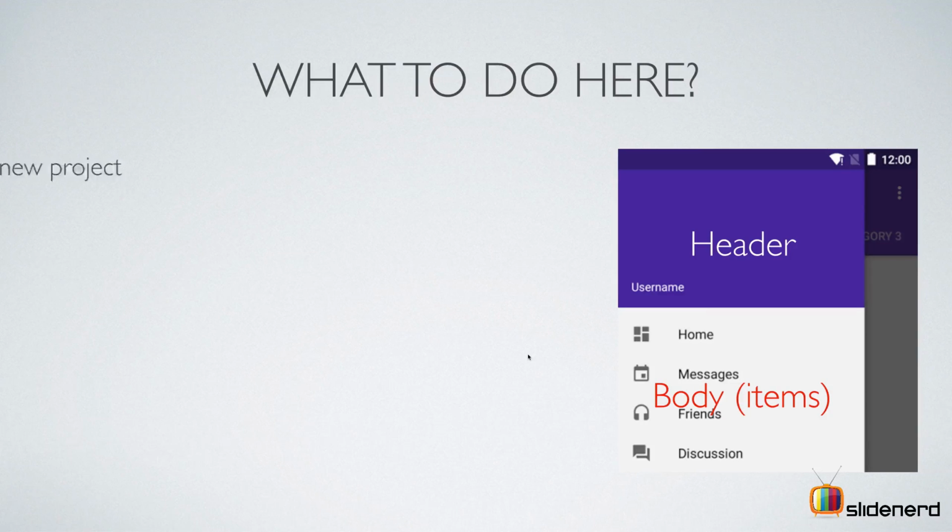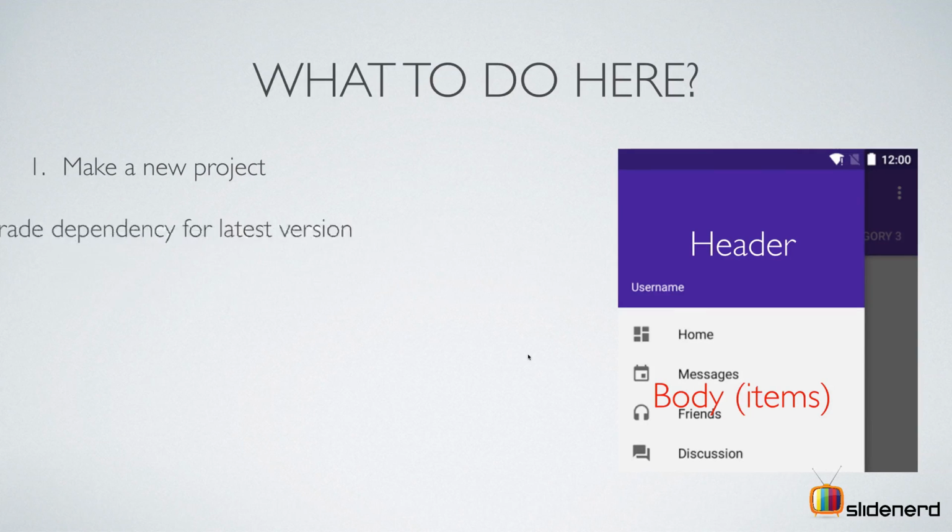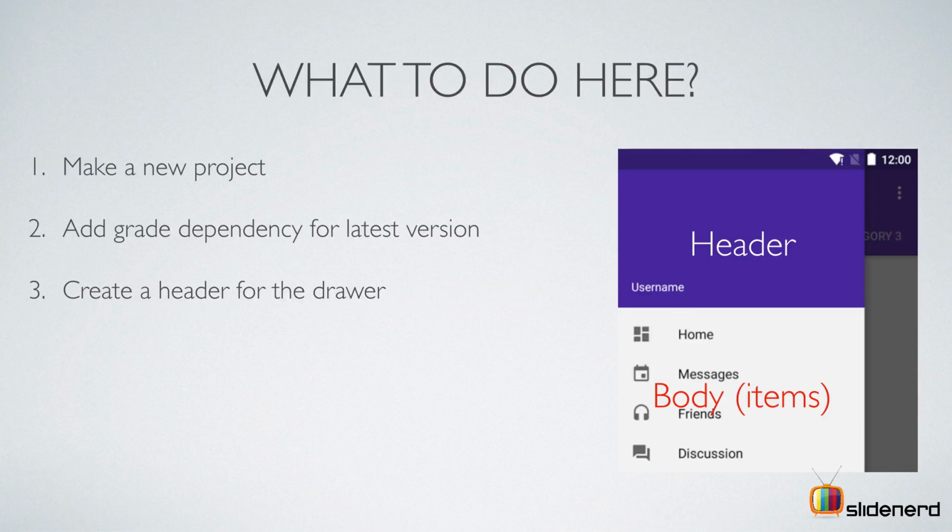In the first step, make a new project. Step 2. Add the required Gradle dependency for the latest version of both appcompat and your design support library. Step 3. Create the header of the drawer. This is optional.